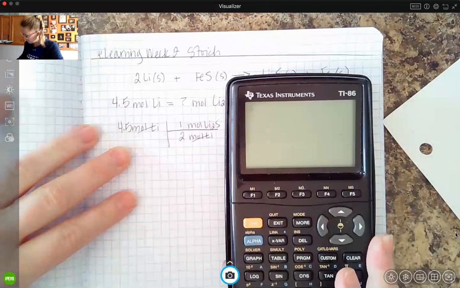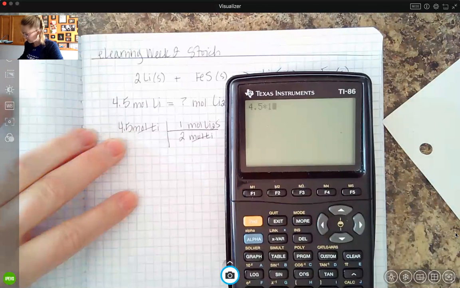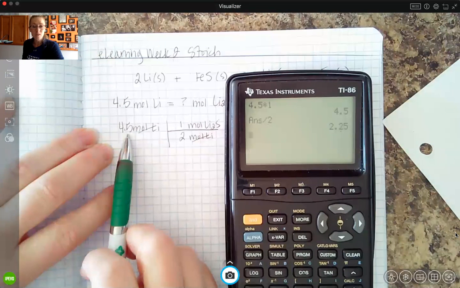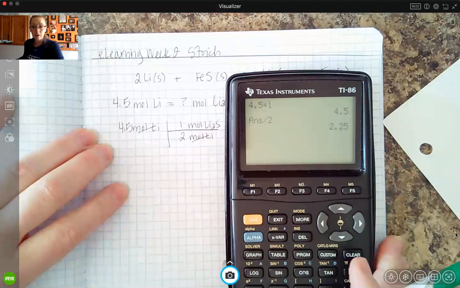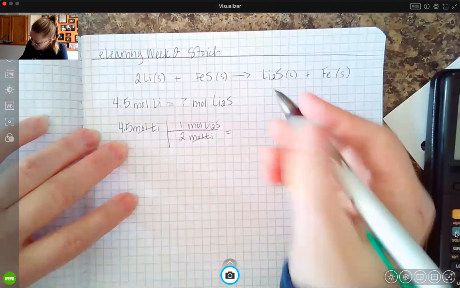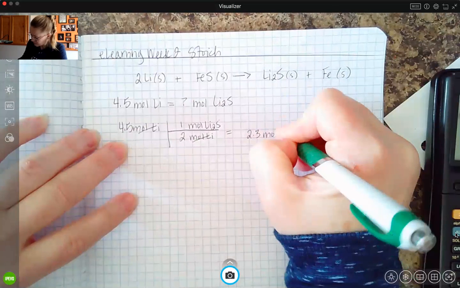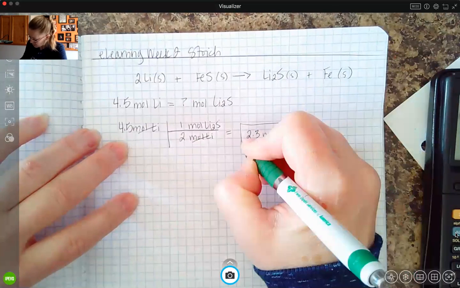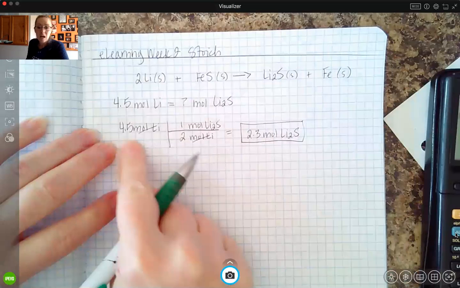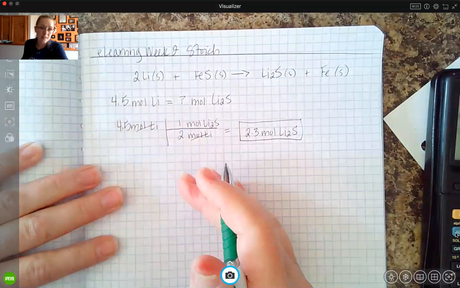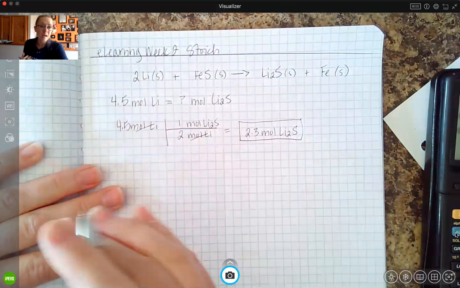It says take 4.5 times 1, enter, and divide by 2. My problem had 2 significant figures, so I will keep 2 significant figures. So I'll round my answer to 2.3 moles of Li2S. So if I start with 4.5 moles, I'll end with 2.3 moles of Li2S.